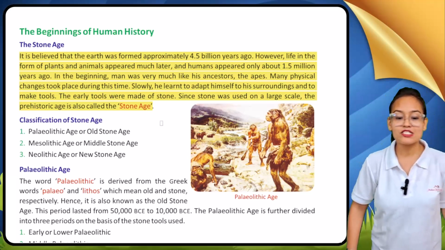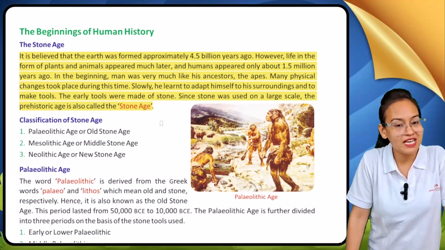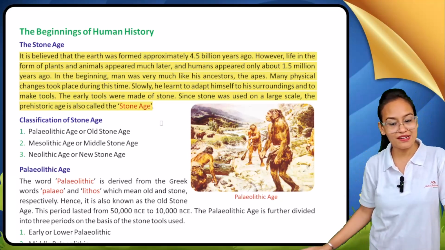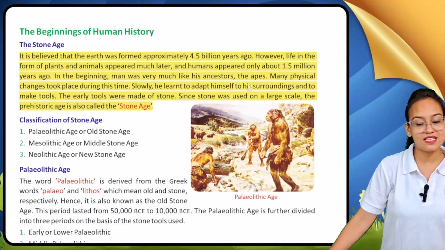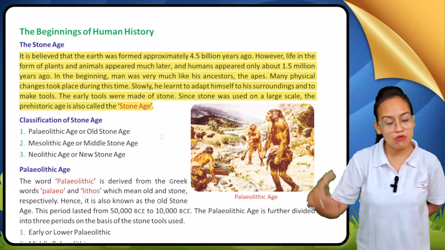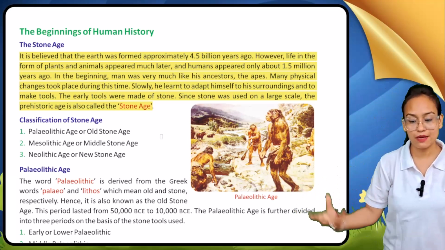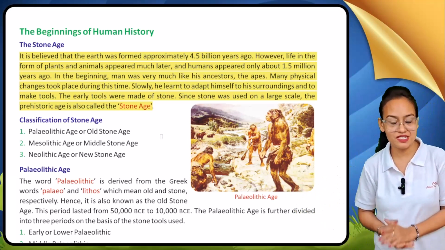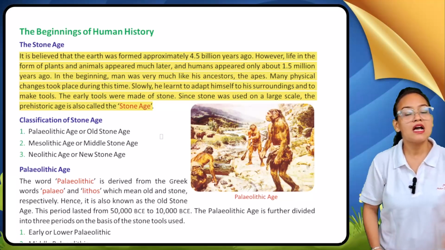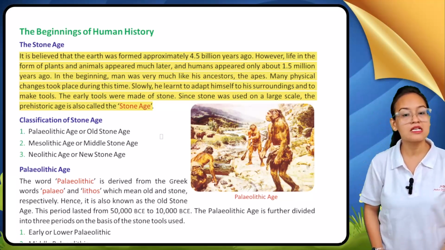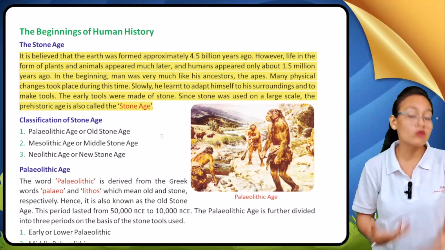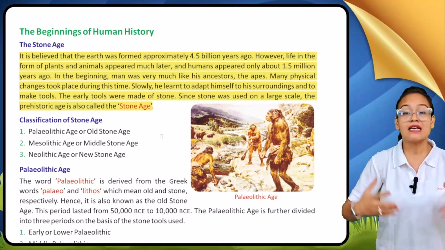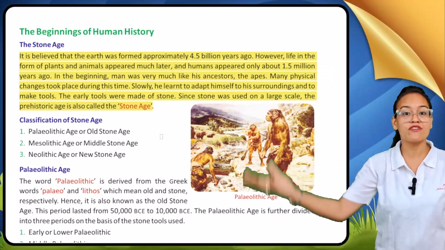And you all know, my dear students, the first life is assumed to have started in the marine environment. In the beginning, man was very much like his ancestors the apes. So our early men were just like apes. Many physical changes took place in our human body. Slowly they learned, and then they learned how to adapt to the prevailing environment.